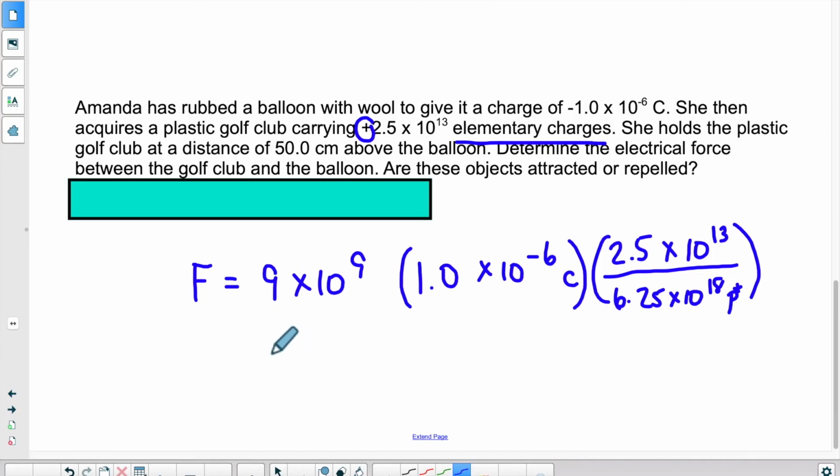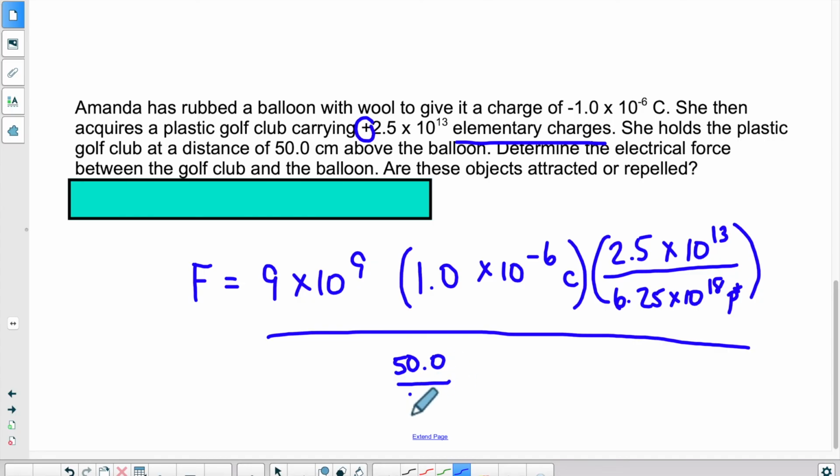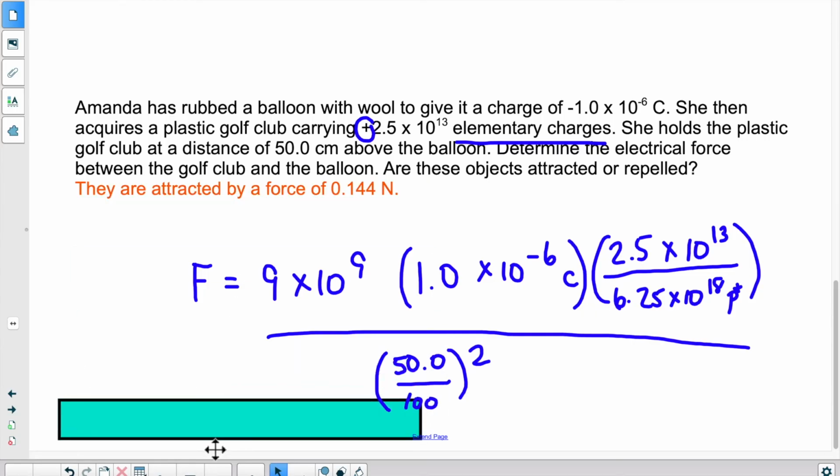Then we take that divided by the distance squared. So the distance is 50 cm, so we need 50.0 divided by 100 cm to get this in meters. And we need to square this. So the answer should be, they are attracted by a force of 0.114 newtons.